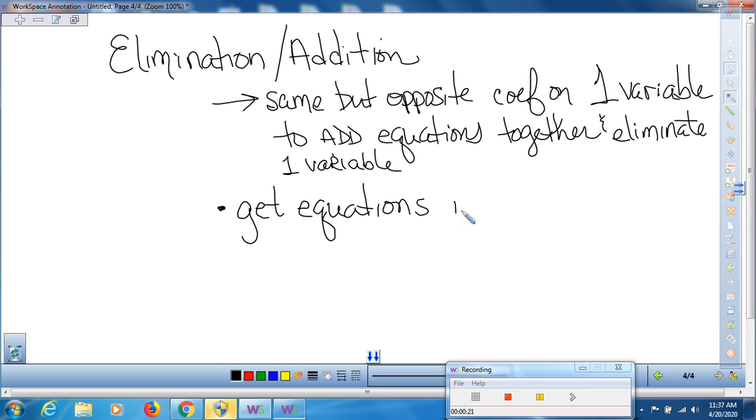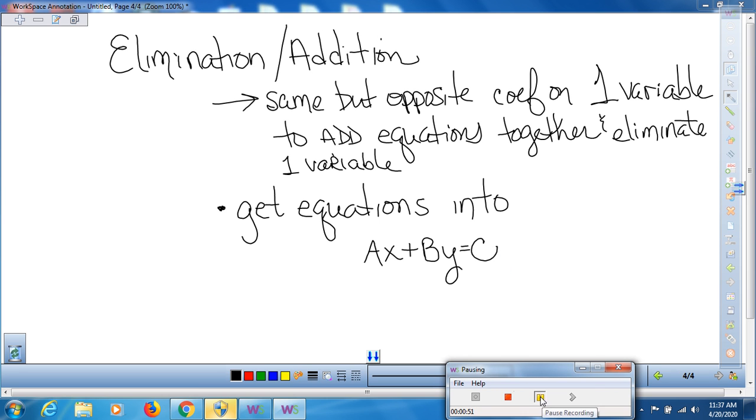And remember, standard form, of course, is ax plus by equals c. All right, so we want to begin by getting all equations in standard form. Ax plus by equals c.